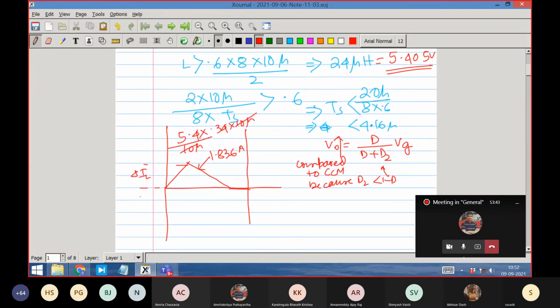And I0 is how much? I0 is equal to V0 by R. V0 is 5.4 divided by 8. So it is how much? 0.675 ampere. This is the instantaneous current waveform. This is the average value of the waveform.